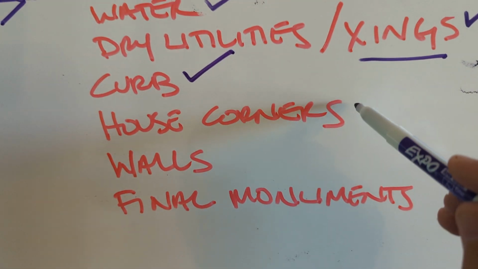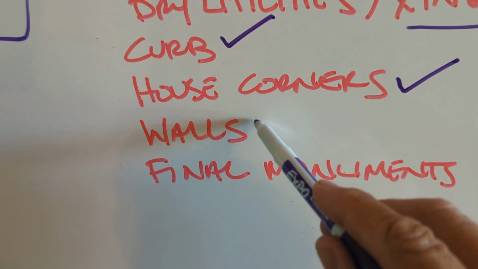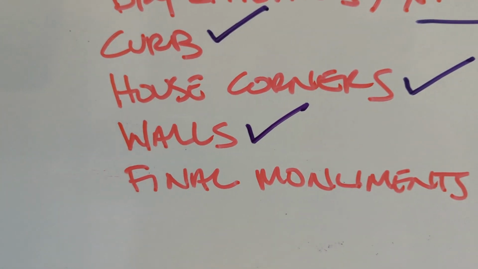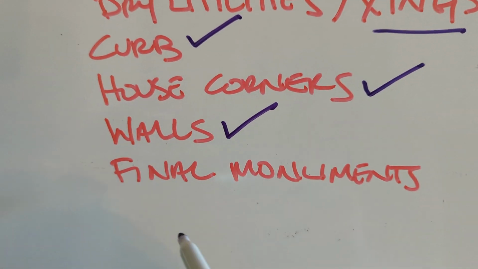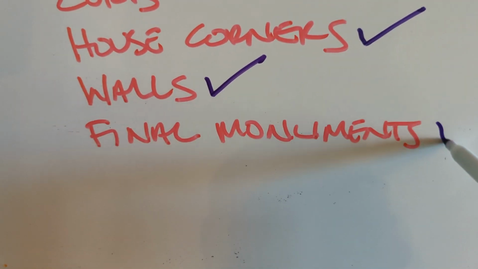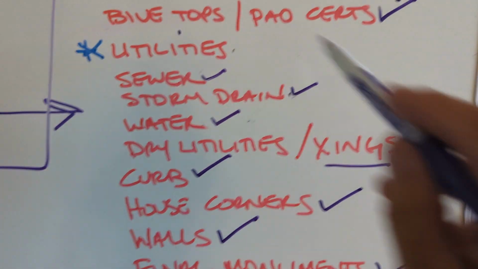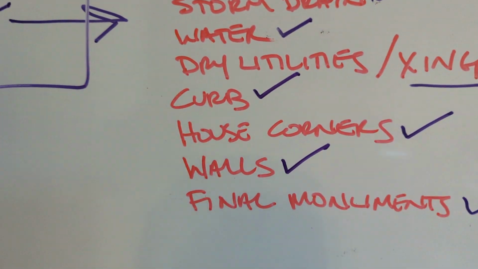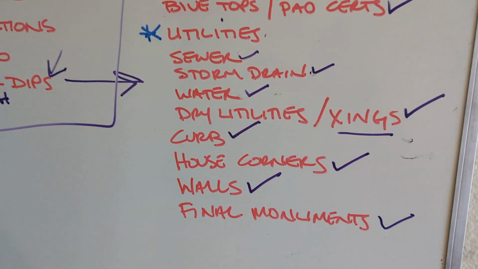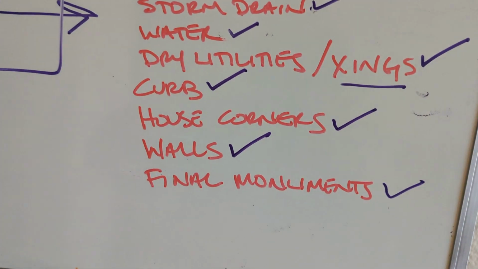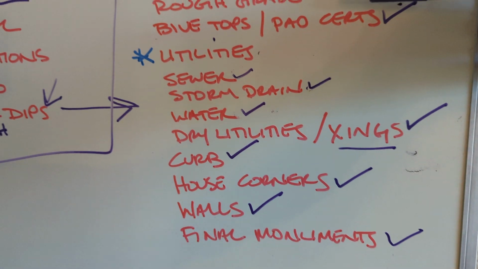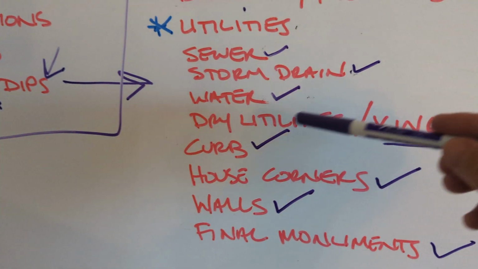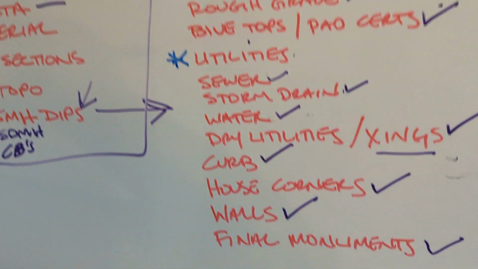After all that's done, then we normally do house corners, any perimeter walls or side walls, stuff like that, retaining walls, and then final monuments. Now, there's a lot of things that can happen in this time. Maybe they need sidewalks staked. We have a lot of ADA rules, and I know I'm missing a few things probably here, but in between all this, there could be several requests.